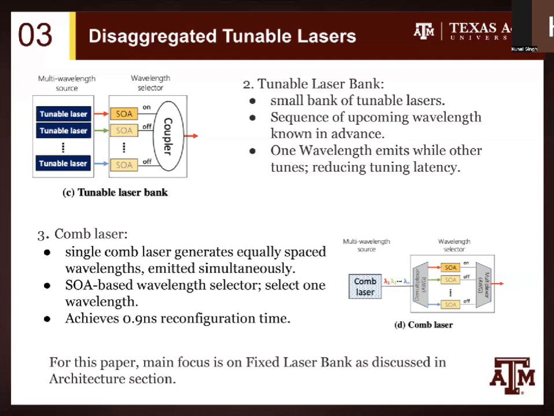Another architecture is the comb laser architecture that generates equally spaced wavelengths and uses SOA switches to select a particular output wavelength. Comb lasers have shown improvement in wavelength configuration time from 14 nanoseconds to 0.9 nanoseconds, which is a great improvement as compared to earlier. In this paper, we will mainly focus on the fixed laser bank in the upcoming Sirius architecture section.